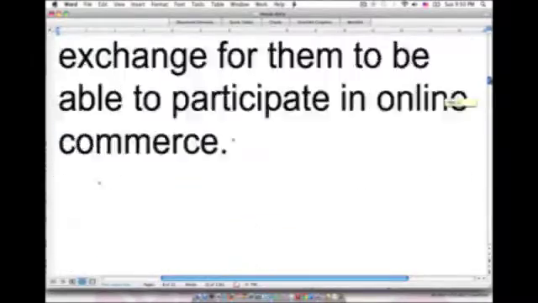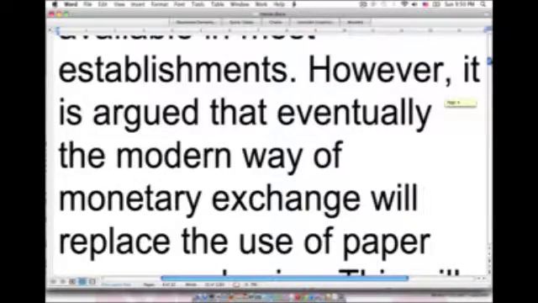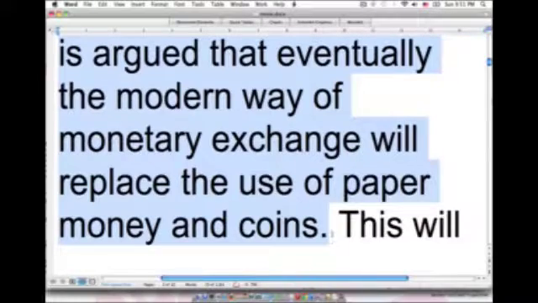So I'll just scroll back up here a second. Now in the first paragraph, let's see here. "However, it is argued that eventually the modern way of monetary exchange will replace the use of paper money and coins." So when we read this essay in the introduction, we know very clearly what position the writer has taken.